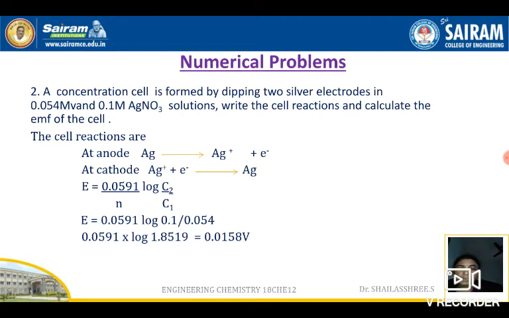Okay, and then write the formula. E is equal to 0.0591 by n into log of C2 by C1. So here E is equal to 0.0591 by 1 into log of 0.1 by 0.054. It will give rise to 0.0158 volts. Okay, so this is the EMF produced when 2 silver electrodes are connected. Like this, problems will be asked in the exam.